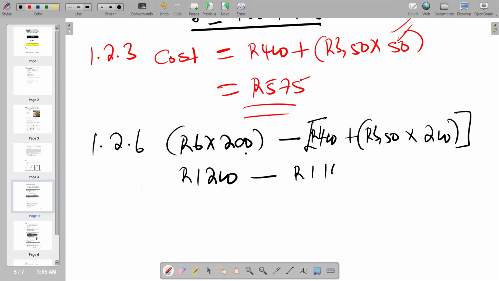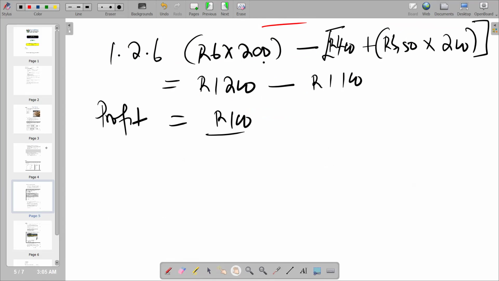1,100. And then you see that the profit that you're supposed to get now, the new one becomes the profit, it is equal to 100 rand. So this is the profit. So that's what we have on that part.